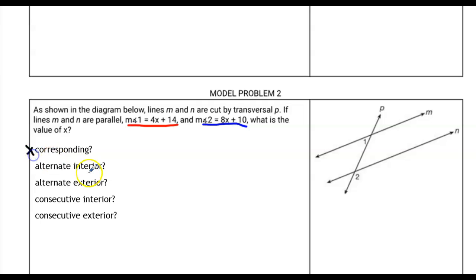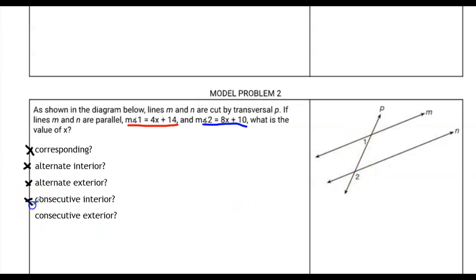If they were alternate interior, they would both be between the parallel lines. This one is, but this one is not, so it's not alternate interior. If they were alternate exterior, they'd be on different sides of the transversal, but outside the parallel lines. This one is inside the parallel lines, so that's no good. If they were consecutive interior, they'd both be inside the parallel lines and on the same side of the transversal.